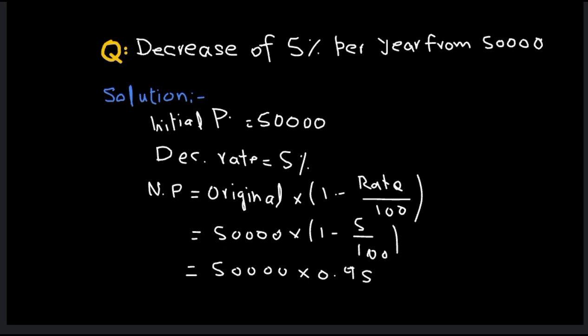So if we multiply 50,000 by 0.95, we will get 47,500. So population after 1 year is 47,500.